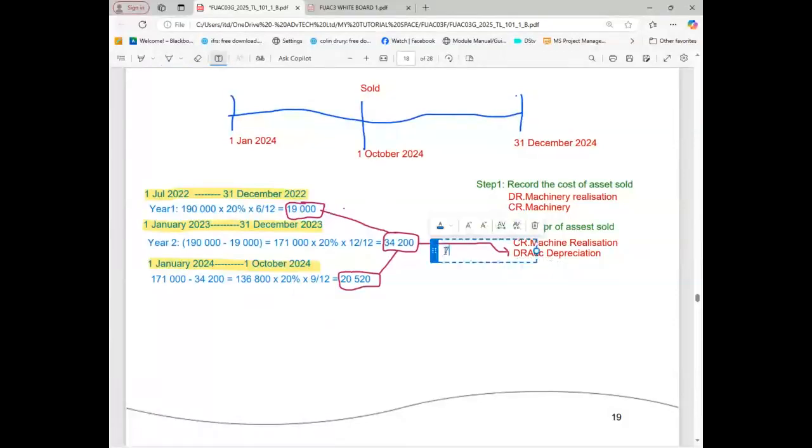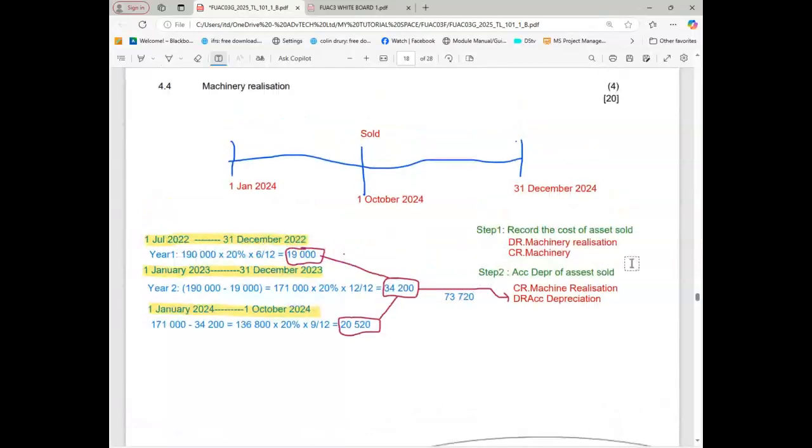73,720. Yes. That's why it's called accumulated depreciation. You have to add all of them, from the date you bought it until the date you sold it. Okay, that makes sense. It makes sense now.